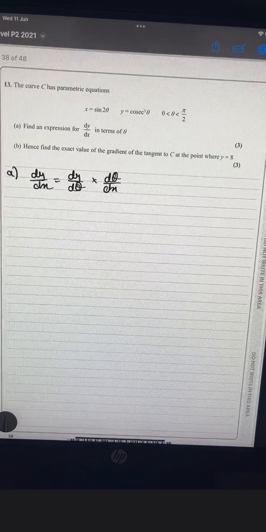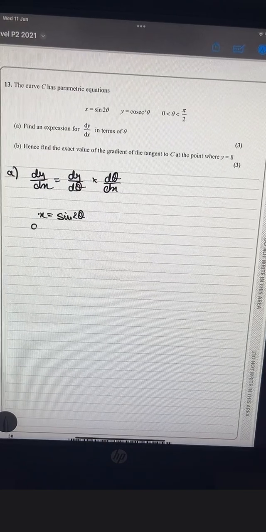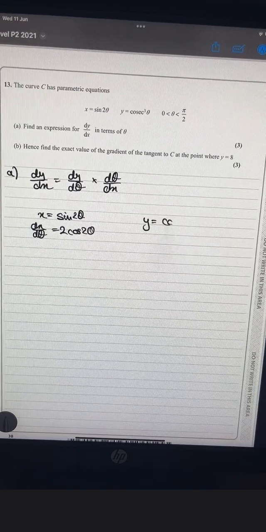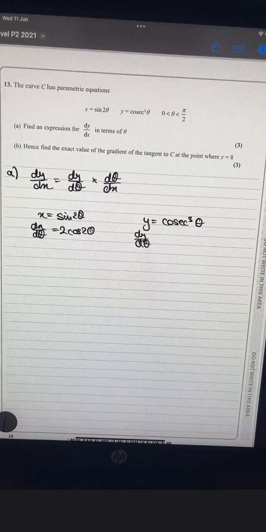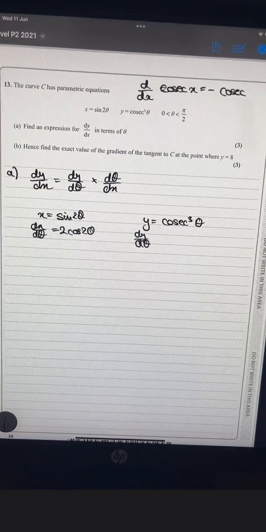So I'm just going to find what these are, right? So I know that x is equal to sine 2 theta. So dx by d theta is going to be equal to 2 cos 2 theta. Multiply the function by the coefficient of theta, and then sine goes to cos, right? So then I have y is equal to cosec cubed theta. So dy by d theta, and this is in your formula book. I'm going to put a note up here. So d by dx of cosec x is equal to negative cosec x cot x. It's up there in the corner.